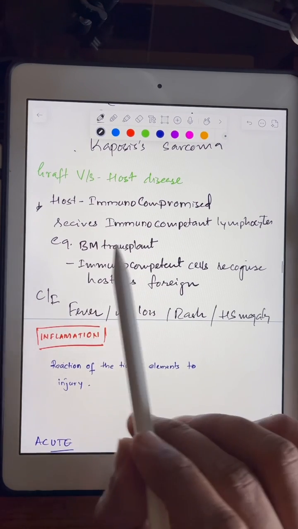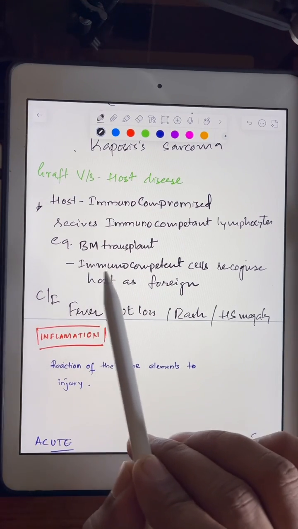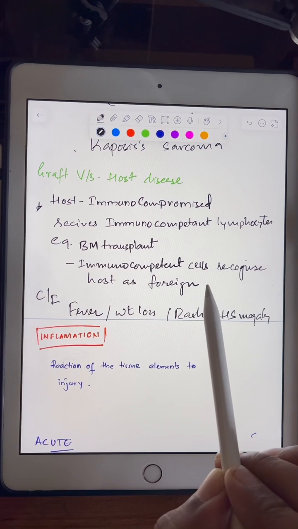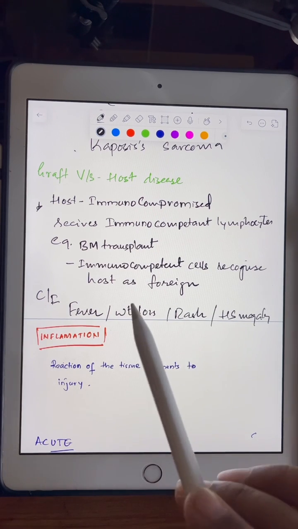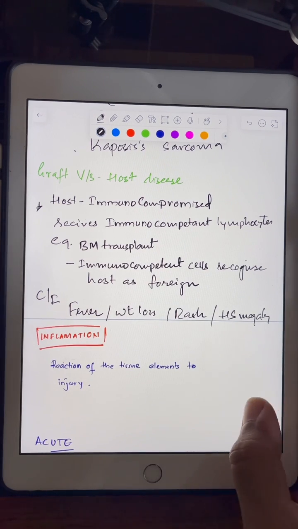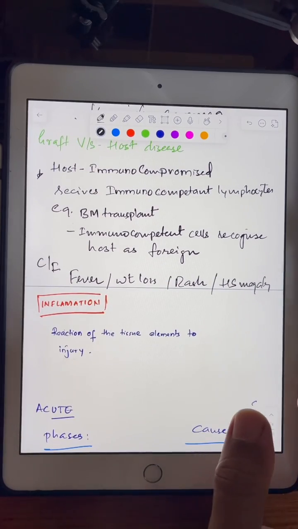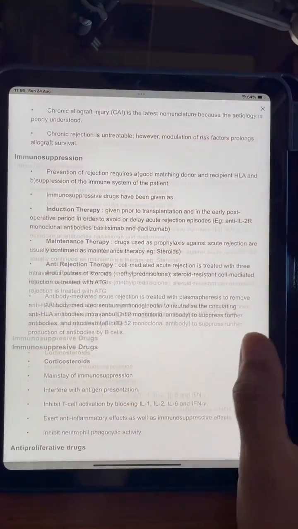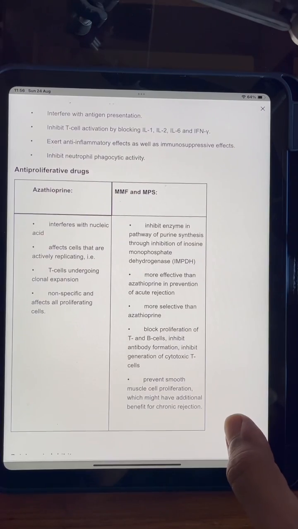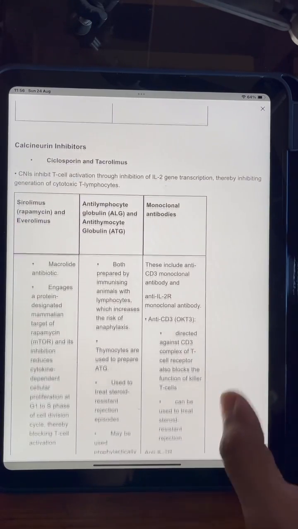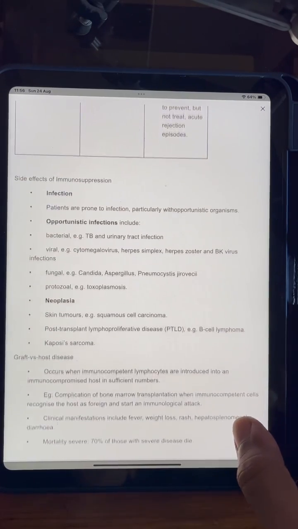In graft versus host disease, the host is immunocompromised and receives immunocompetent lymphocytes, as in bone marrow transplants. The immunocompetent cells recognize the host as foreign. Fever, weight loss and hepatosplenomegaly. So these are some of the drugs: calcineurin inhibitors, infection, neoplasia.